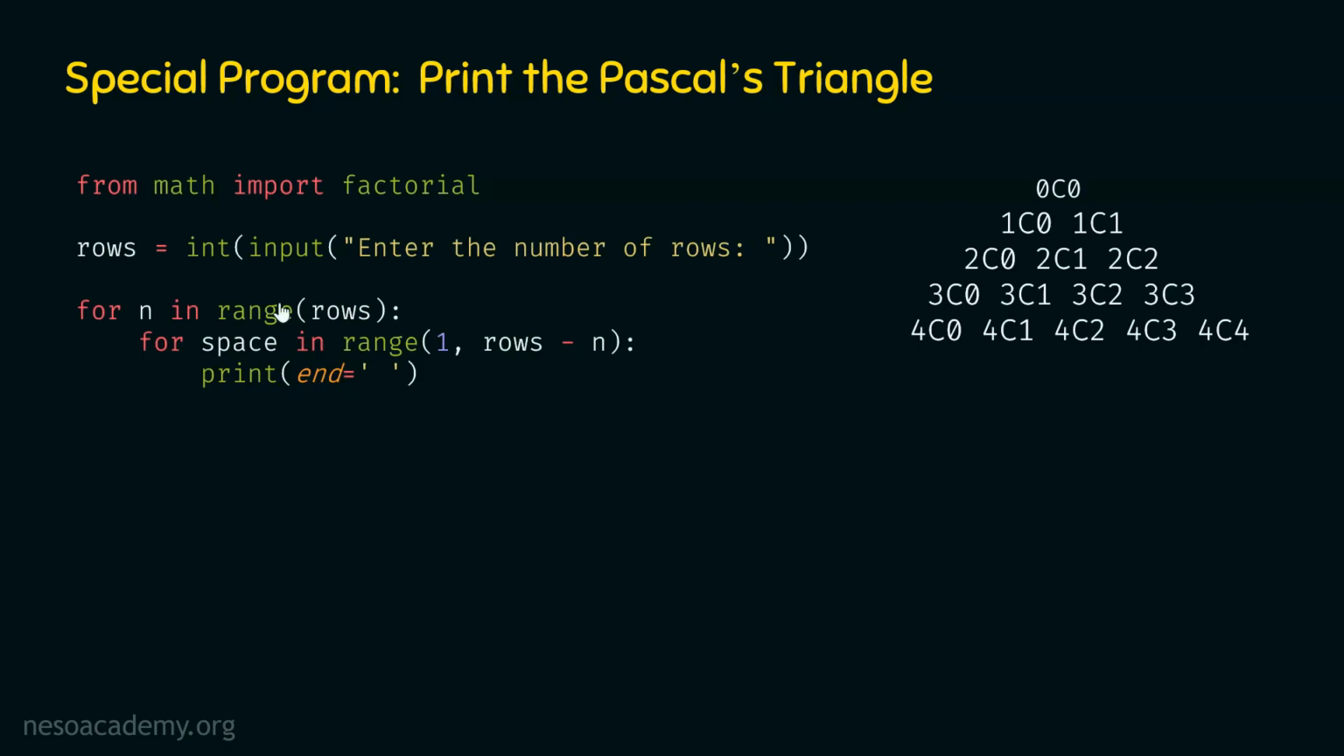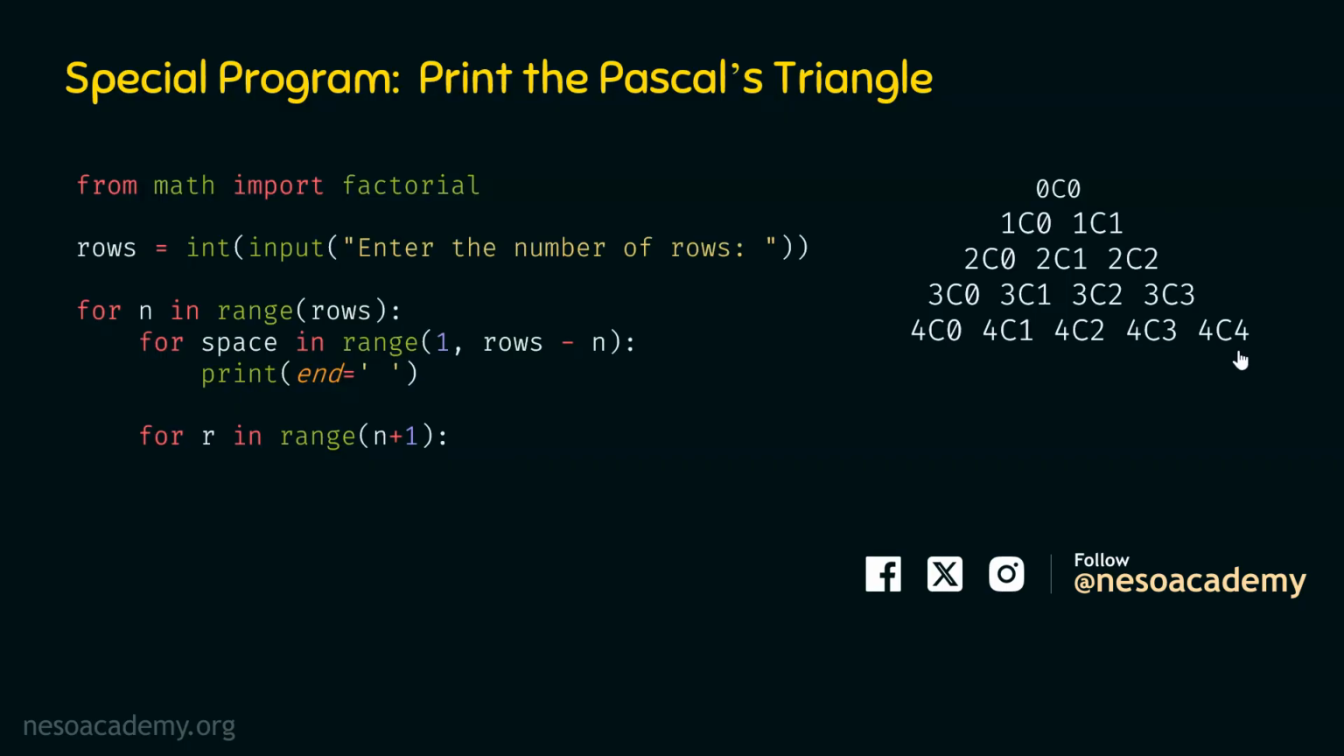Now after this for loop, we need this for statement to print the values on the screen: for r in range n plus 1. Here we need to pass n plus 1 because these values depend upon the row number in which they are. If we are at row number 0, then this range function will return just one value, that is 0. This means that n will be 0 and r will be 0, and that's what we want. The first value must be 0c0.